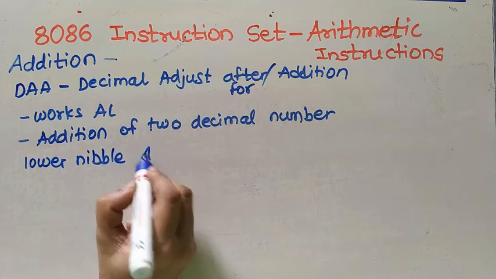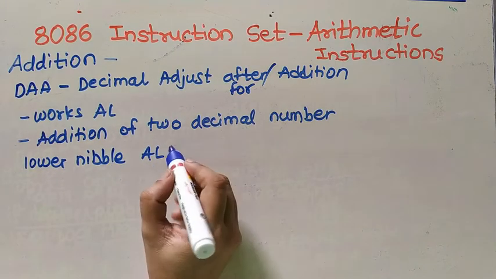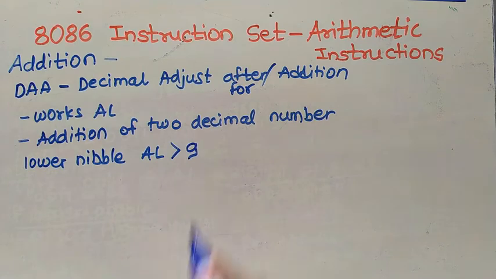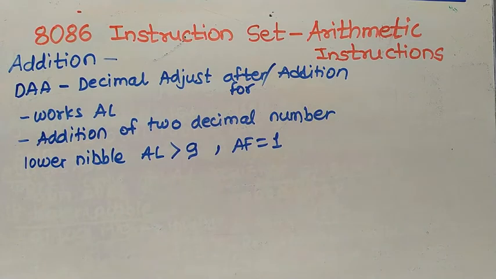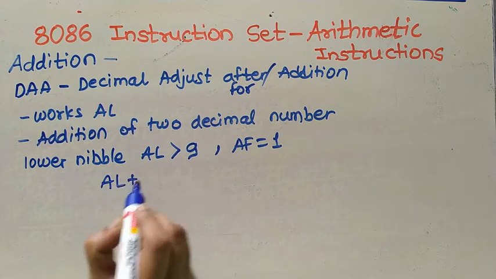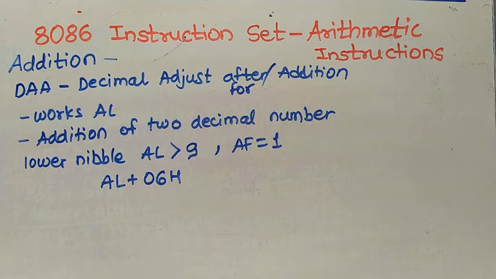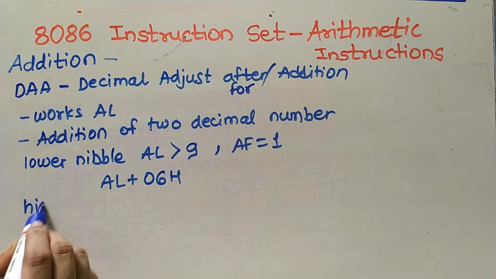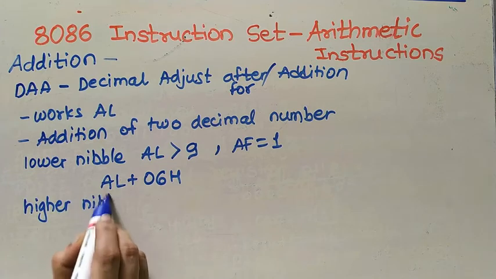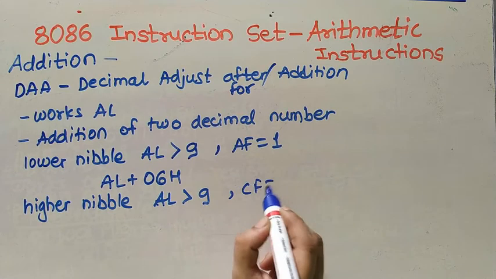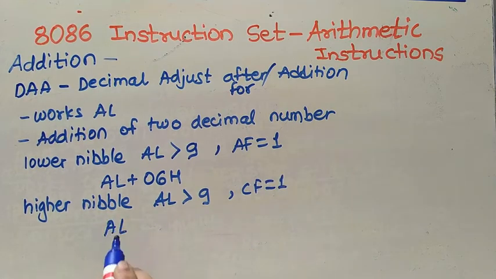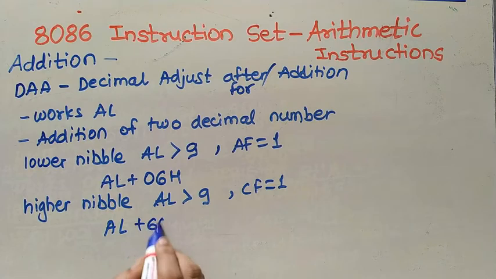of AL is checked. If this lower nibble of AL is greater than 9, or if the auxiliary flag is set to 1, then 06H is added in AL. And if the higher nibble of AL is greater than 9, or if the carry flag is set, at that time 60H is added in AL. This is the logic in the case of the DAA instruction.